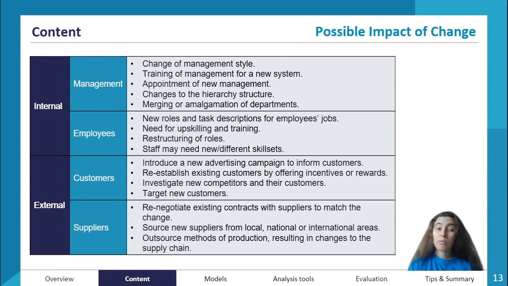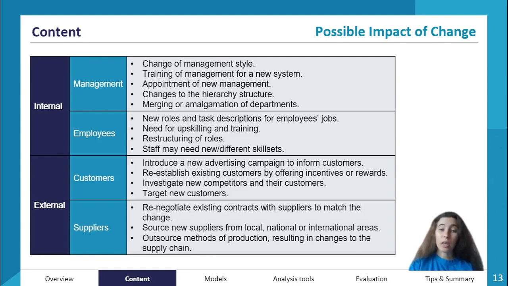So, in the management section, a possible impact of change is perhaps needing a new management style entirely. So, if the management style is not effective, then maybe they need to be more participative with employees, involving them in decision making, for example. We'll have a look at the different management styles shortly and the ins and outs of each of those. You may also need to train management for a new system. You may need to appoint new management. Perhaps the existing management is not effective, and it's not just about changing the style, but changing the people and their way of operating entirely.